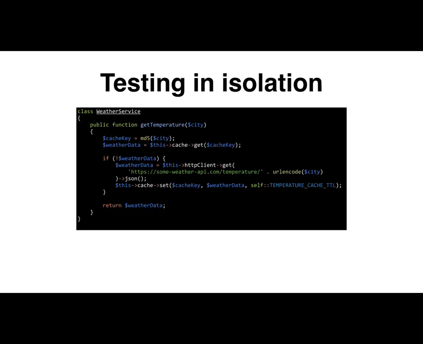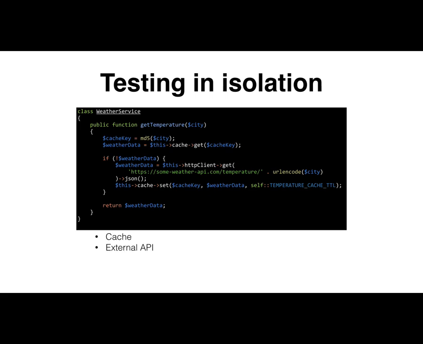All right, so that's all well and good, but now we have something a little more complicated. We have this weather service class that has a function to return the temperature in a particular city. To do this, it checks to see if it's available in a cache first so that we don't go and hit the third-party API every single time someone requests the site. And if it's not in the cache, it'll download it, and then it'll set it in the cache.